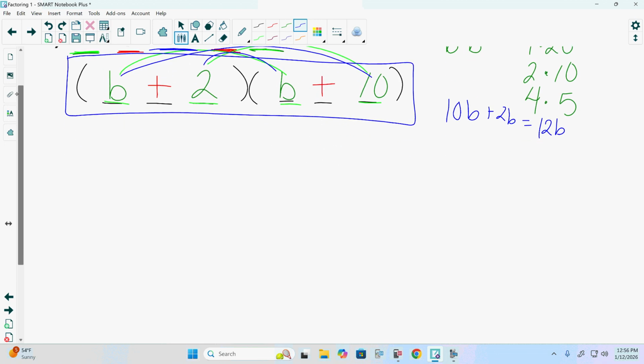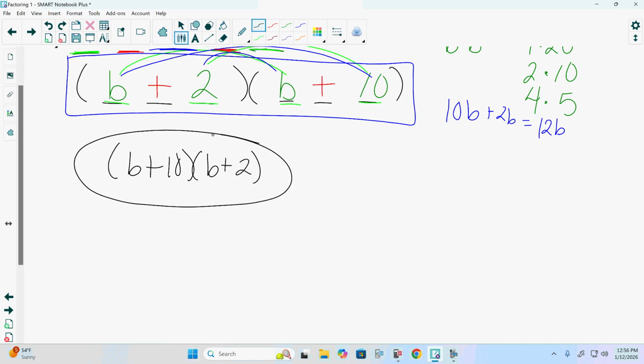Now, you don't have to write this, but if you had it as b plus 10 times b plus 2, that's the same answer. Because we can multiply it in any order, so either one of these works. We don't have to have both, we just need one of them. Questions on this here?